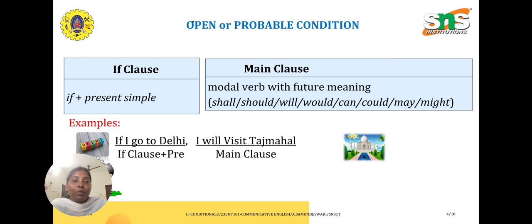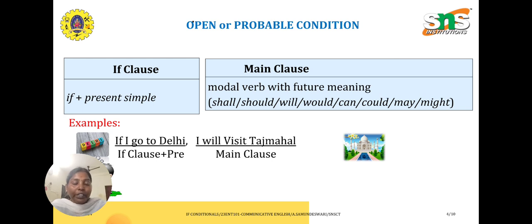In this model, here is an example sentence: if I go to Delhi, I will visit Taj Mahal. What is the basic thing we have seen earlier? Usually the condition is expressed in the if part. So what is the condition here? If I get a chance to go to Delhi, then only I can visit Taj Mahal.